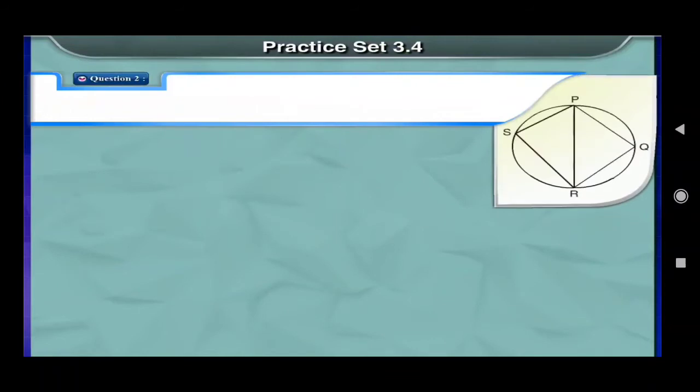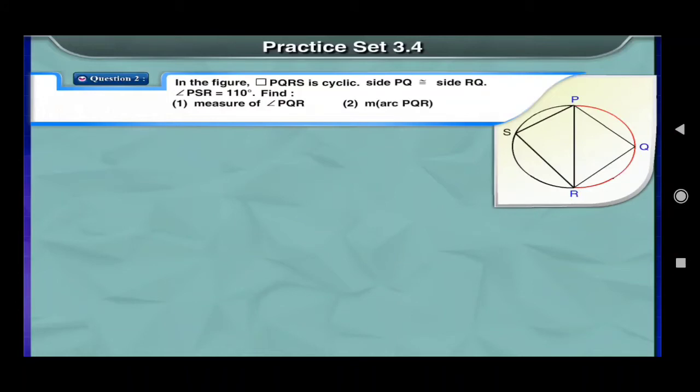Two. In the figure, quadrilateral PQRS is cyclic. Side PQ is congruent to side RQ. Angle PSR is equal to 110 degree. Find 1. Measure of angle PQR. 2. Measure of arc PQR. 3. Measure of arc QR. And 4. Measure of angle PRQ.